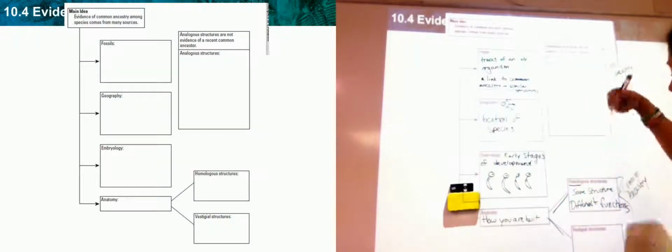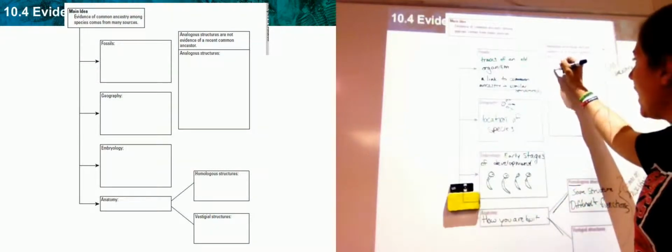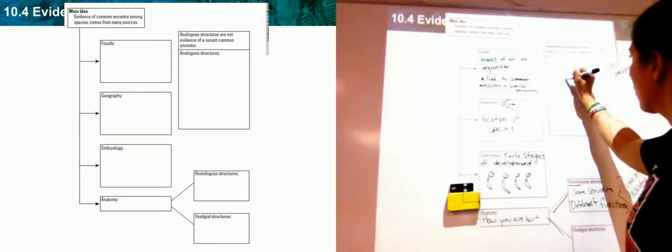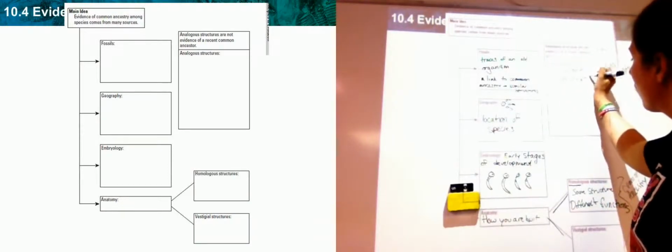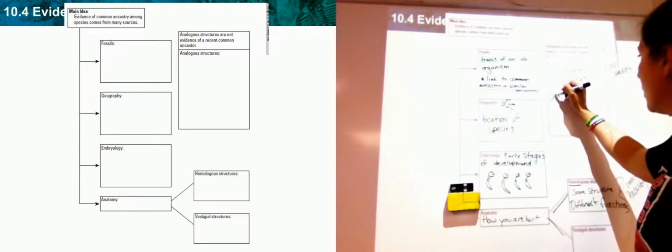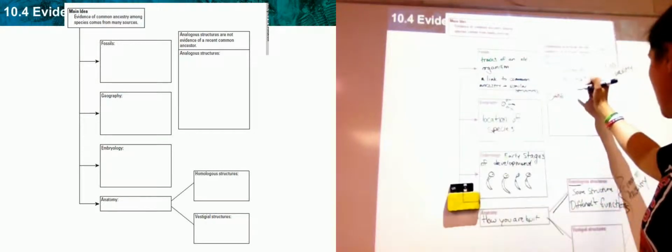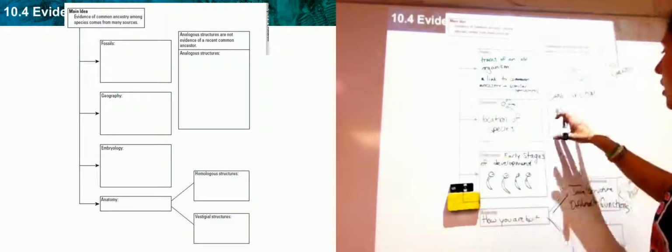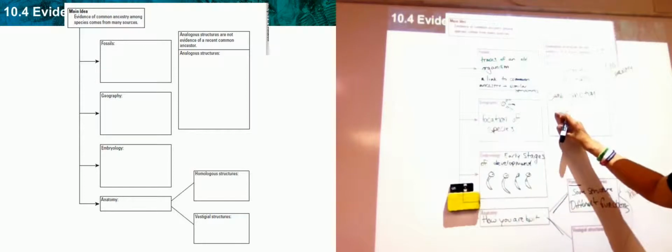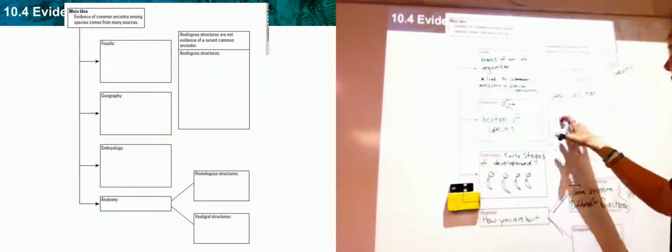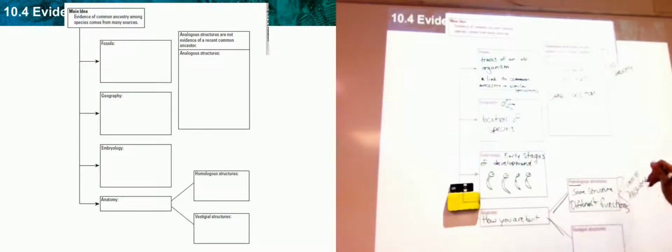All right, we'll go to analogous, the exact opposite. They have different structures, but same function. Think of the wing of an insect and the wing of a bat. They both help that creature fly, so they have the same function, but they're definitely not built the same.